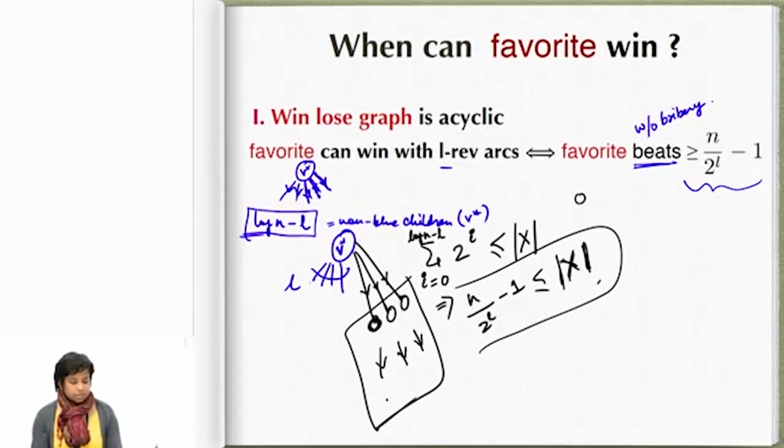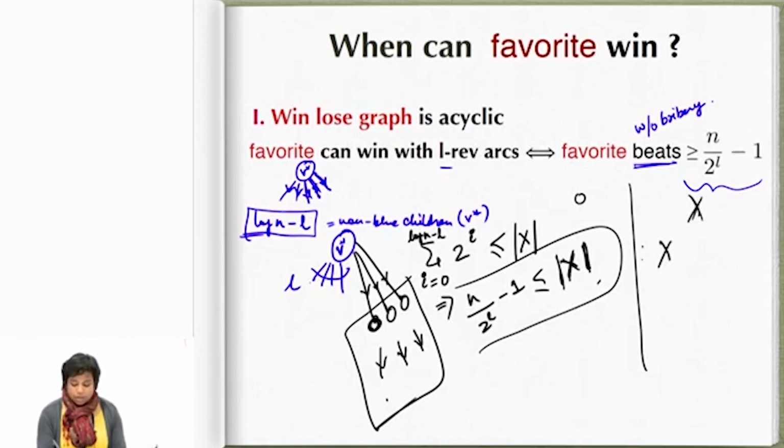In the reverse direction, if I just knew V star only beats this many players, can I actually create an SBA with at most L reversed arcs, meaning L blue arcs, such that V star is the root? So this reverse direction is where the thing is. Suppose I have this set, again I am going to call this X. I know V star beats these people.